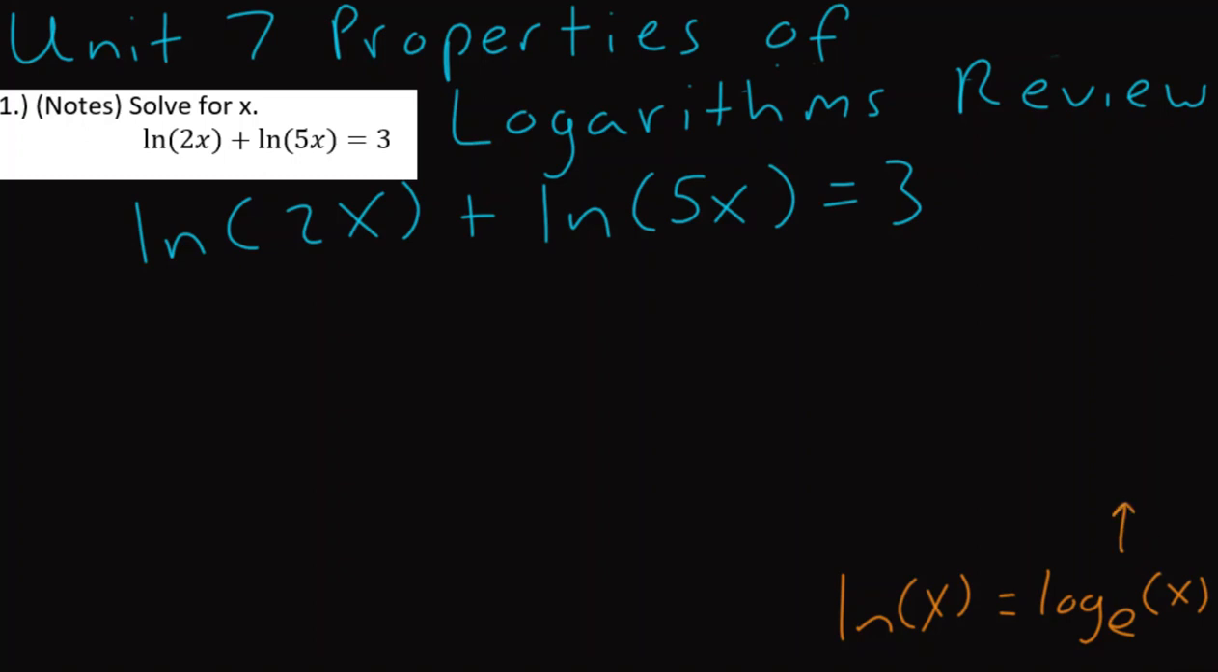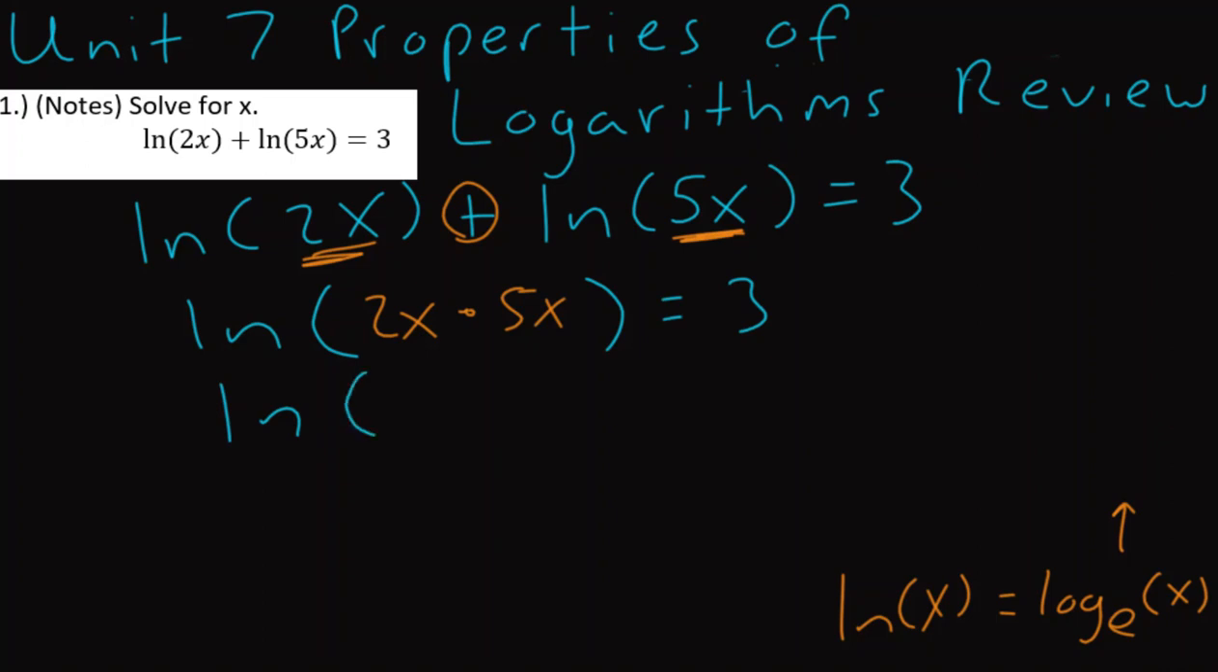So, if you'll recall from our properties of logarithms, whenever we are adding two logarithms, we can combine them to multiply what's on the inside. So we can rewrite this as the natural log of, on the inside, our first quantity 2x times our second quantity, which is 5x. And of course, this will still equal 3. Now the natural log of 2x times 5x, which is 10x squared, is equal to 3.